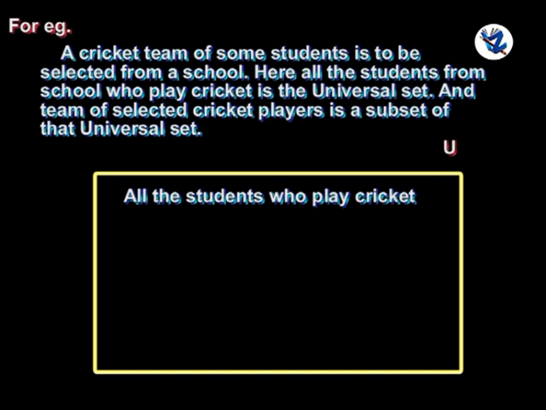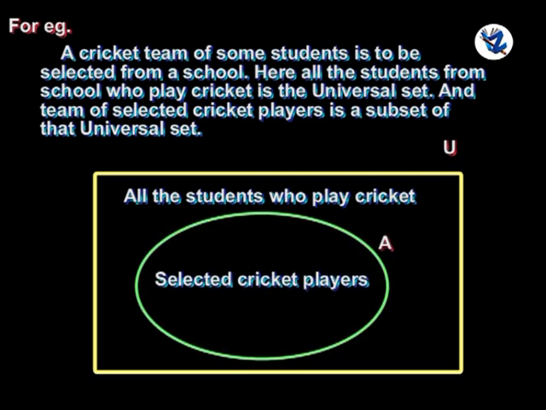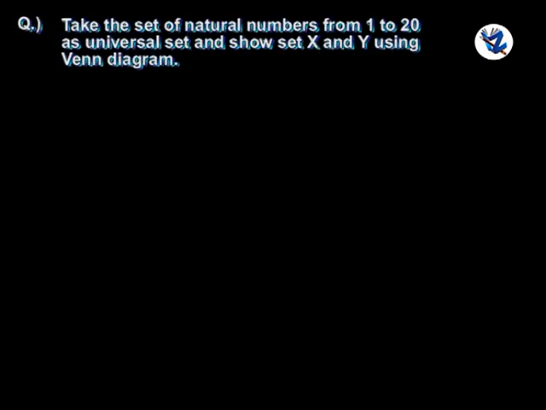Solve the question. Let all the students of a class is an universal set. Let set A be the students who secure 50% or more marks in maths, then write the complement of set A. Here, U is equal to all the students of a class. A is equal to the students who secure 50% or more marks in maths. Therefore, A dash is equal to students who secure less than 50% marks in maths.